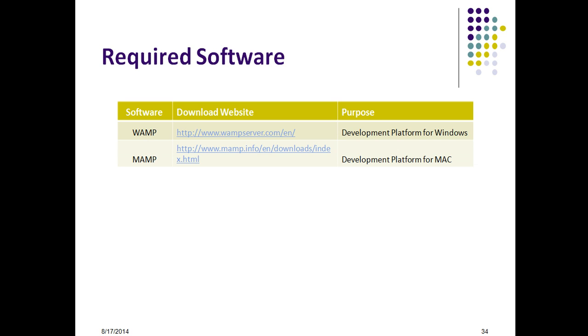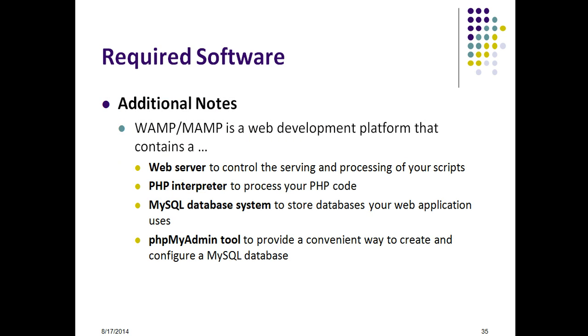Okay, so this is our development platform for our web applications. And WAMP, or WAMP server, whatever you want to call it, is a very interesting web development platform. It contains four different things, four very critical things that we need for our web applications to actually run. It contains a web server to control the serving and the processing of our PHP scripts. It has a PHP interpreter that allows us to process our PHP code. It has a MySQL database management system.